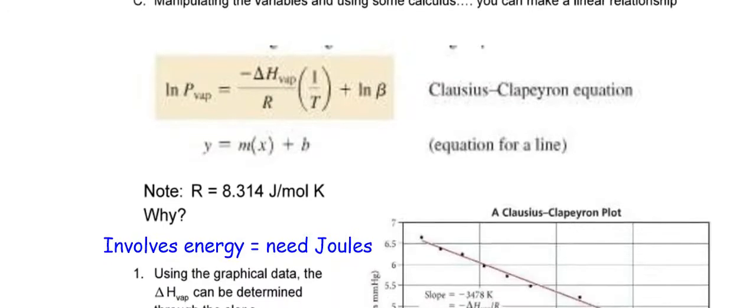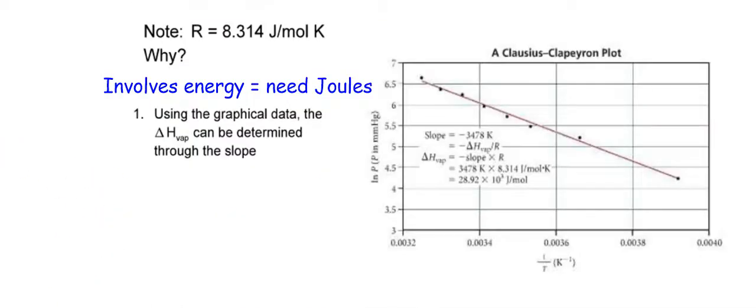So it says using the graphical data, the delta H vaporization can be determined through the slope, okay? So if you recall, your slope is negative delta H, don't forget your delta, over R. So delta H is negative slope times the 8.314, and that will be your delta H. So they're doing the math here for this particular graph, okay? So we have the slope is equal to negative heat of vaporization. So they multiplied the negative slope by R, and then they gave you the delta H, so it's 28.92 times 10 to the third joules per mole, okay?